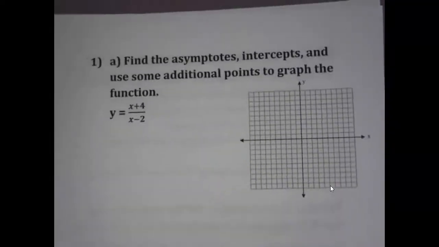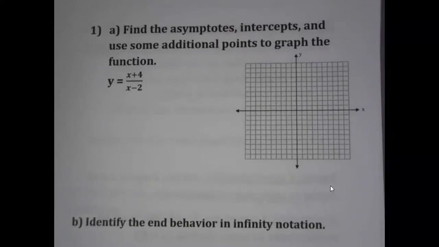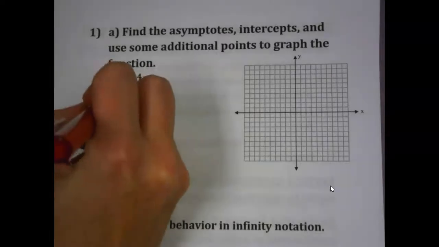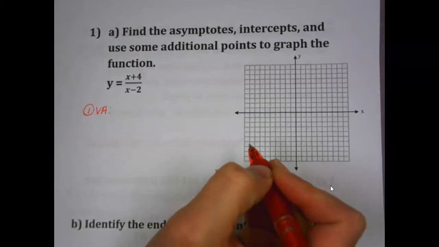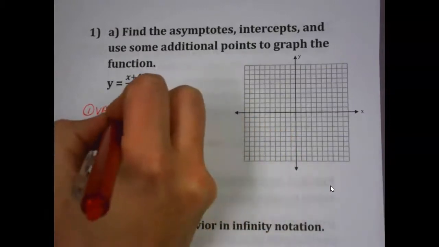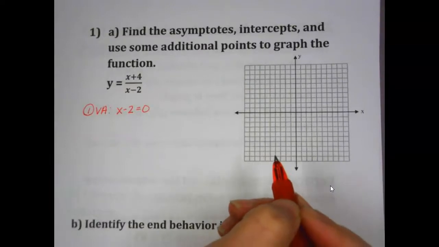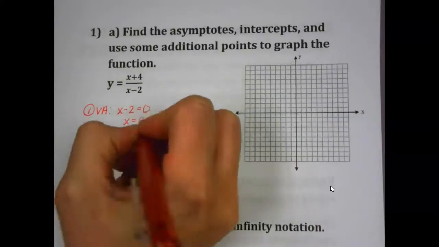All right, so let's take a look at our first rational function here. The first thing that we said that we would need to find with any function is the vertical asymptote. And the way we find the vertical asymptote, we set the denominator equal to 0. So we're going to take x minus 2, and we're going to set it equal to 0. We then solve that, add 2 to the other side, so we get x equals 2.